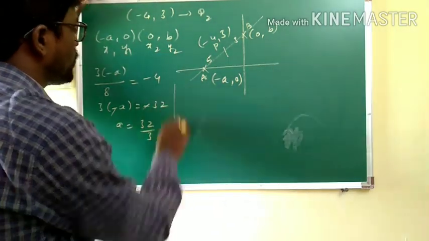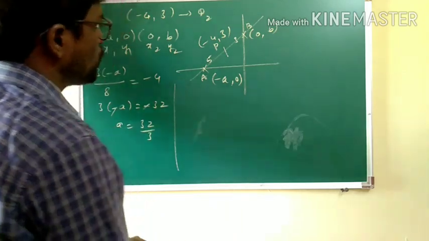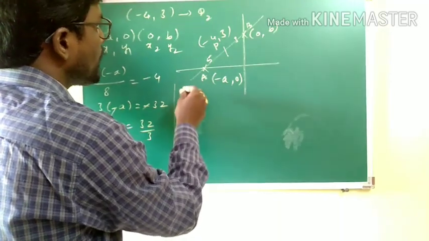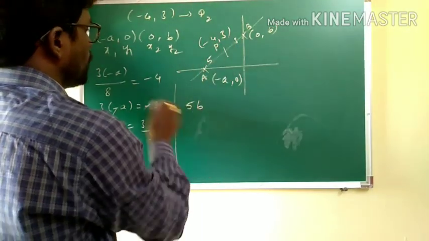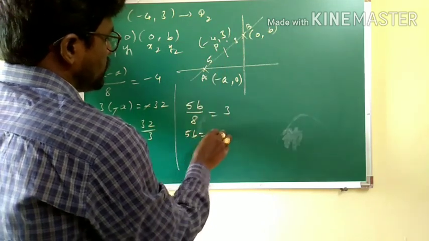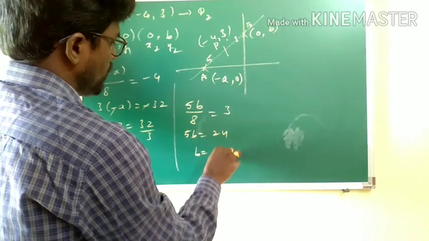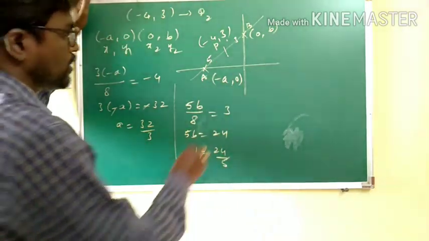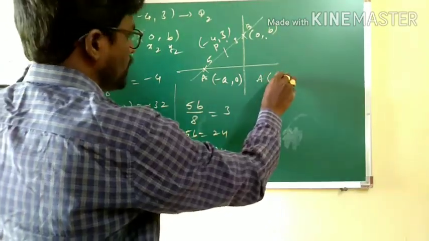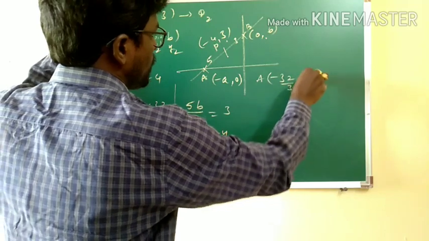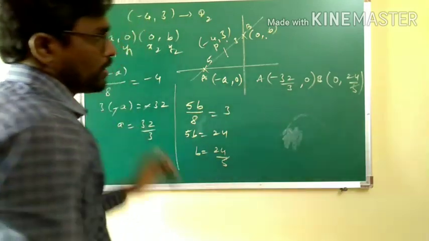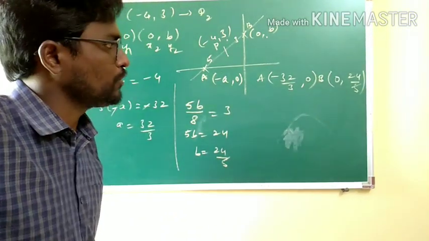Good. And similarly I am going with the y coordinate, that is my2 plus ny1. 5 into y2, that is B, plus 3 into 0, by 8 is equal to 3. The y coordinate is 3. 5B is equal to 24, B is equal to 24 by 5. Now we have got the values of A and B. That means the coordinates of A are minus 32 by 3 comma 0 and B coordinates are 0 comma 24 by 5.